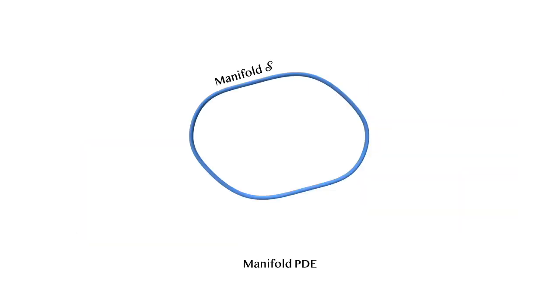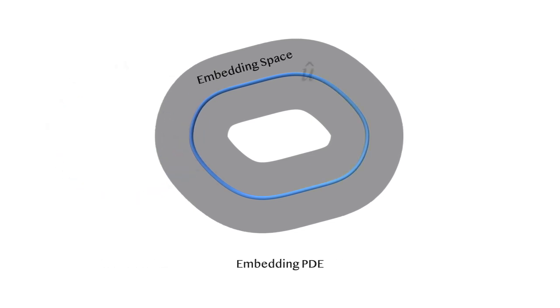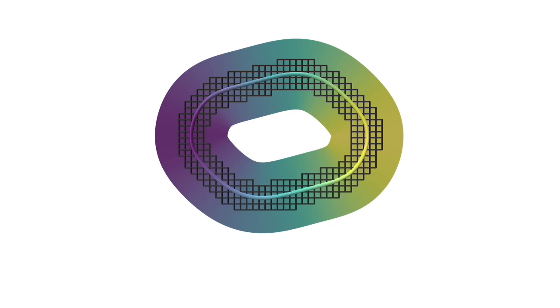Given some manifold S and a PDE you would like to solve, the problem is extended to the surrounding embedding space. An embedding PDE is constructed on this Cartesian space, whose solution agrees with the manifold PDE when restricted to the manifold. Manifold functions U hat are extended onto the Cartesian embedding space to be constant in the normal direction of the manifold, giving U. A grid near the manifold is used to solve the embedding PDE using standard Cartesian numerical methods. Specifically, interpolation and finite differences are used in this work.